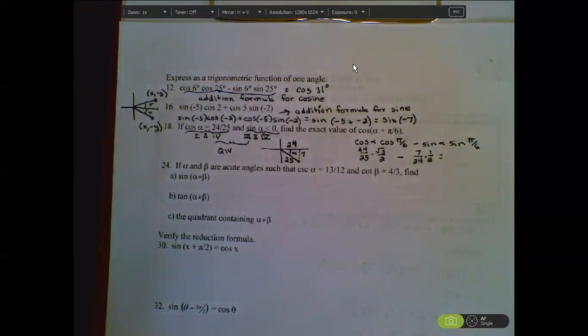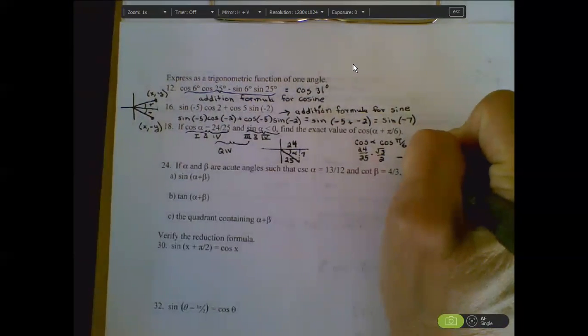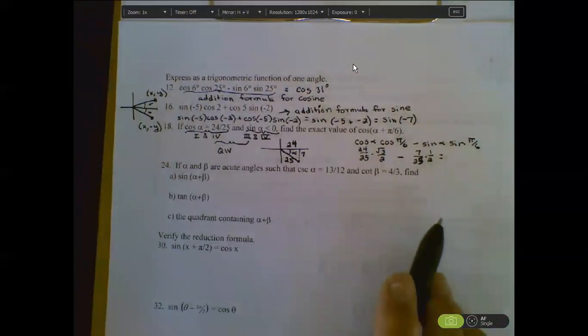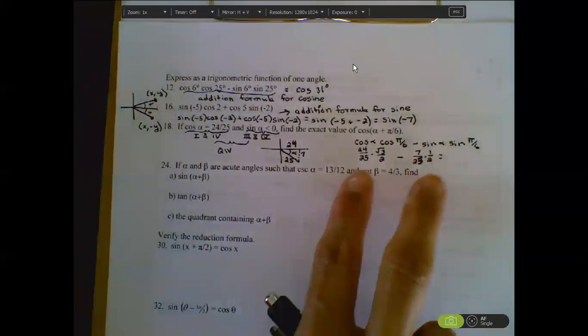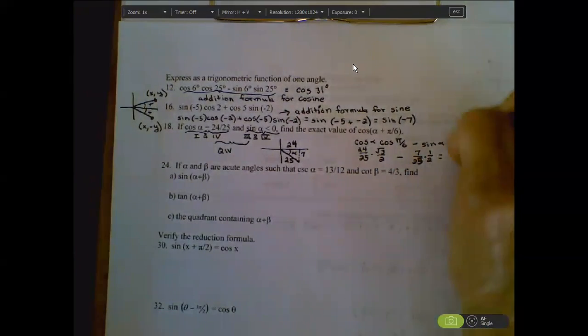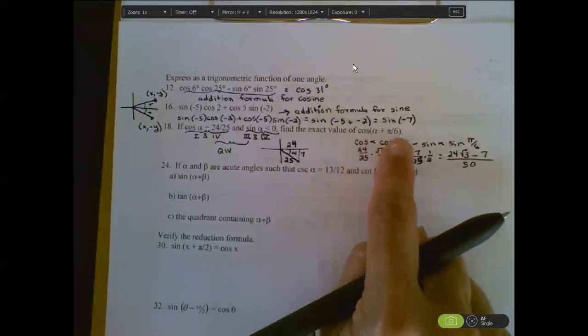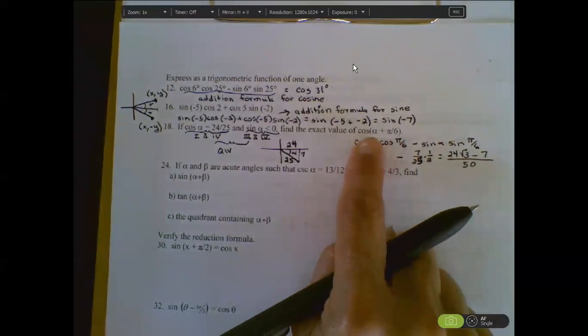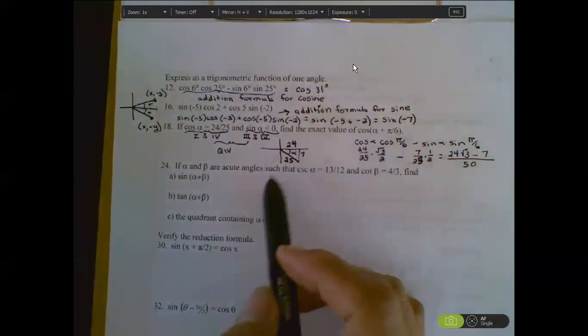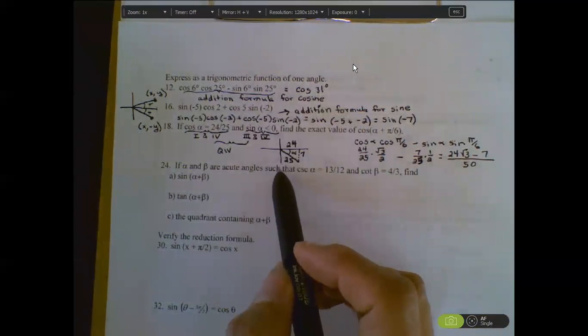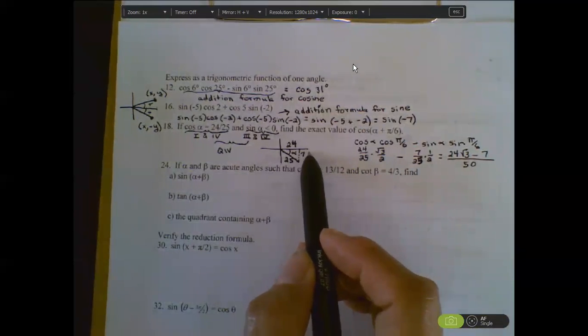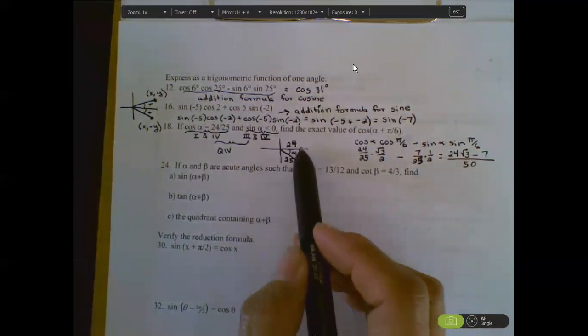Typo. That was supposed to be a 25. 7/25ths is what I said, but I wrote 7/24ths. Our common denominator would be 50, and our numerator would be 24 square root of 3 minus 7. So that over 50 is the cosine of alpha plus pi over 6 without ever knowing exactly what alpha is. All we can say about alpha is it's somewhere between 3/2 pi and 2 pi, but I don't know exactly how many radians.